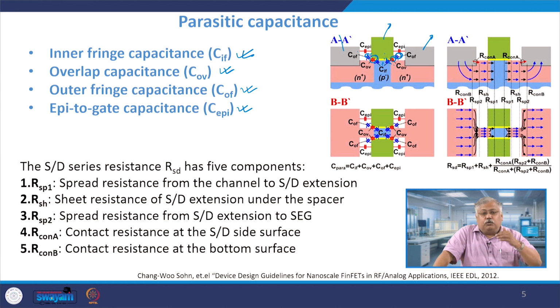Overlap capacitance and the outer fringe capacitance. Outer fringe is not through the device, but outside of the device. Then you have AP to gate capacitance. What is AP to gate? Let me rub this portion for you.